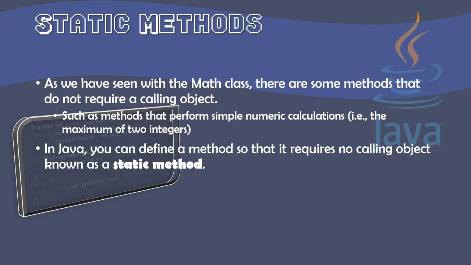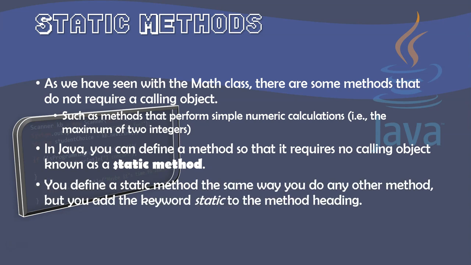Now, in Java, we can define a method so that we don't have to use a calling object. And when we do this, this is known as a static method. You define a static method the same way you would any other method, except we add the keyword static to the method heading.